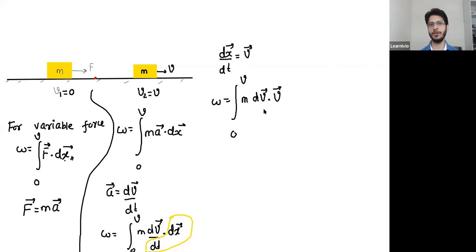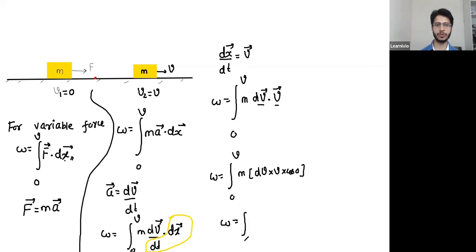0 to v, m dv dot v. Now dv and v are both acting in the same direction, so the angle between them is 0 degrees. I'm just opening the dot product. It's 0 to v, m. If I open the dot product of dv and v, this will be dv multiplied by v multiplied by cos 0. Cos 0 is 1. So this is your work done. It's 0 to v, m v dv. This is the work.